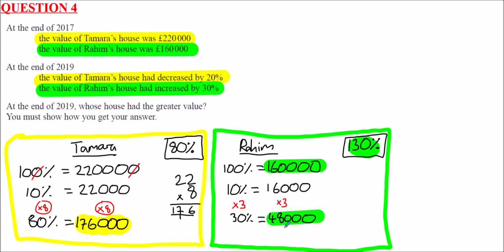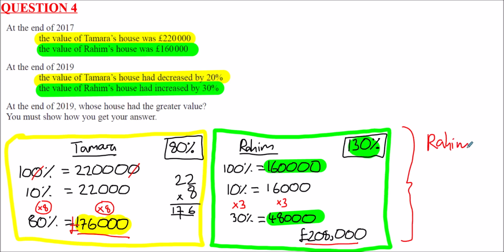Then plus on this final 8,000, it comes to £208,000. So if we compare the 176,000 to Raheem's 208,000, we can therefore see that Raheem's house had more value. Raheem had, or has, the most valuable house, or at least he did at the end of 2019.